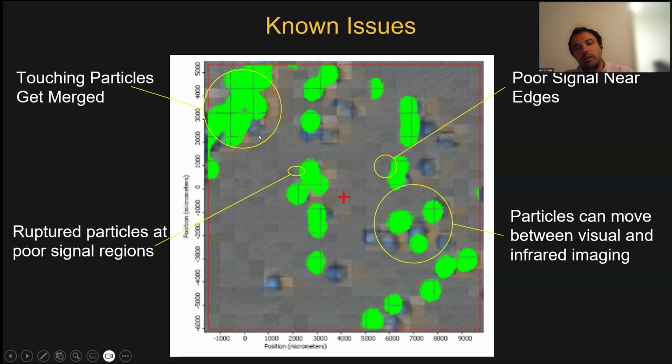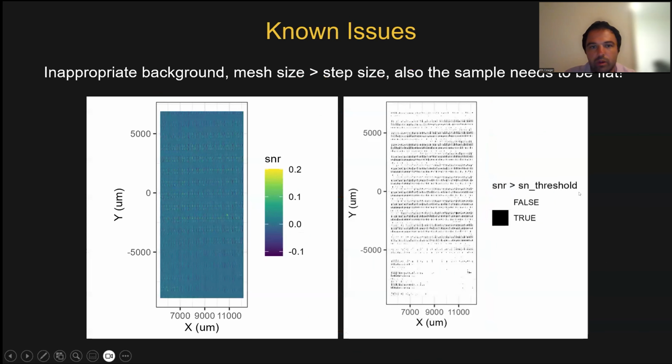And then you end up getting images like this, where you see these particles are kind of not overlaying the particles in the visual image. You can also have poor signal near the edges of the particles. Touching particles are going to get merged into one. And you can have artificial particles being created due to the poor signals near the edges of the particles if you're not careful. So there's a lot of little tuning parameters that I mentioned earlier that you want to take a very careful look at and make sure that's working well.